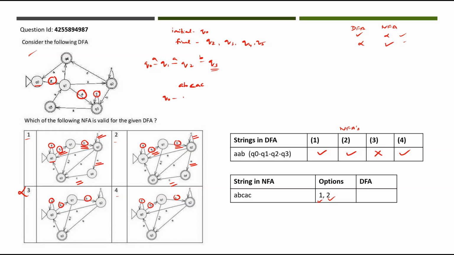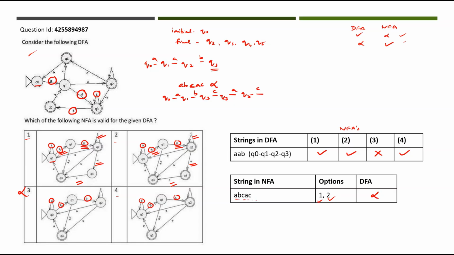So from Q0 to Q1 we have A, from Q1 to Q3 we have B, from Q3 we have a self loop which is C. After C we are processing A. It is moving to Q5. From Q5 we have to search for a C transition, but in Q5 we don't have a C transition. If there is no C transition, it means this string is not accepted in the DFA.